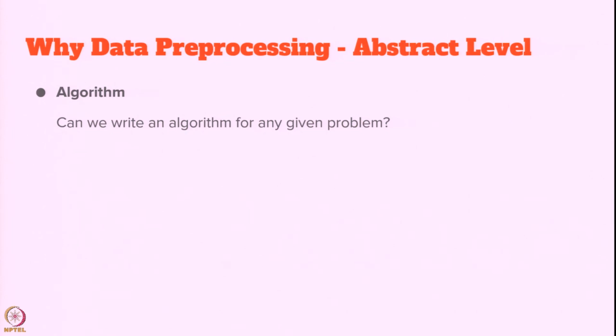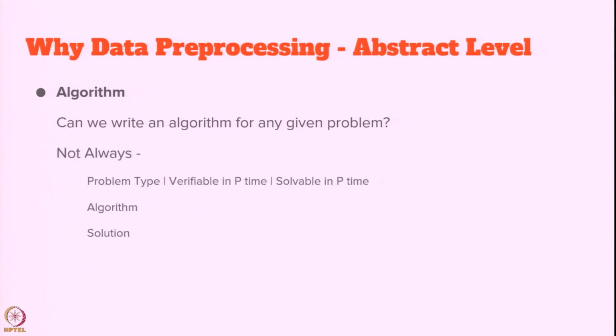Now the question is, can I write an algorithm for any given problem? Can I write algorithm in a computer science or a computer machine to any given problem and solve it? Is it possible? Is the question. The answer is obvious. It's not always true that we can write algorithm for any given problem. It is not true. There is a better way to understand this at a very high level. It can be classified into three different types.